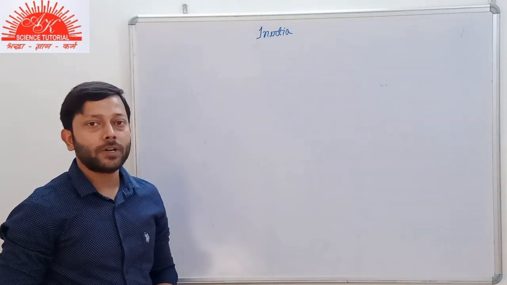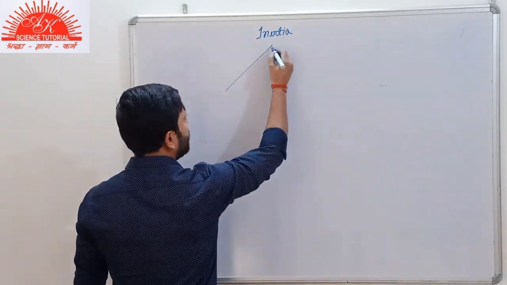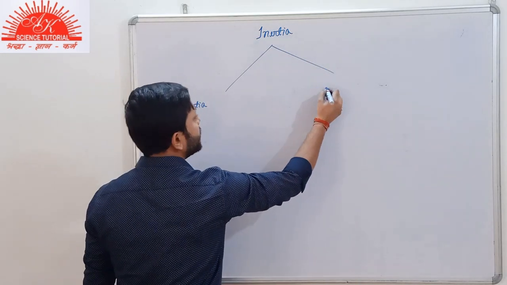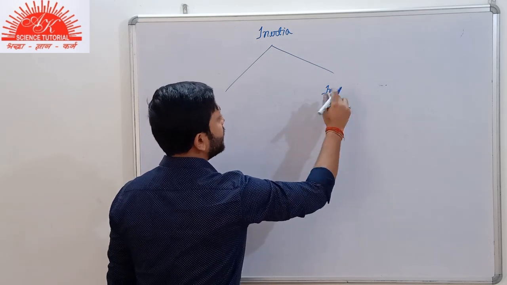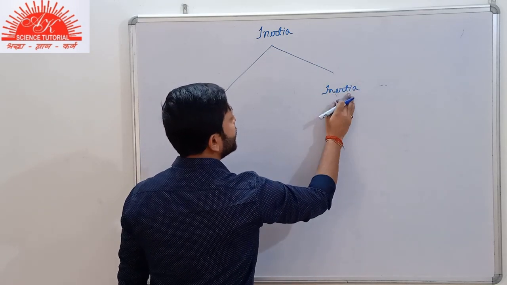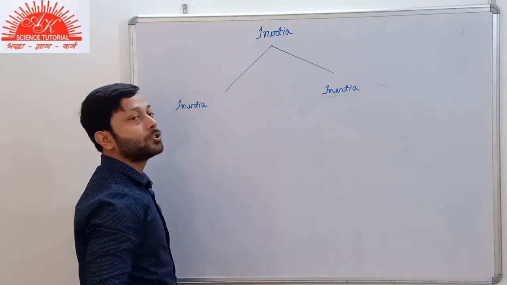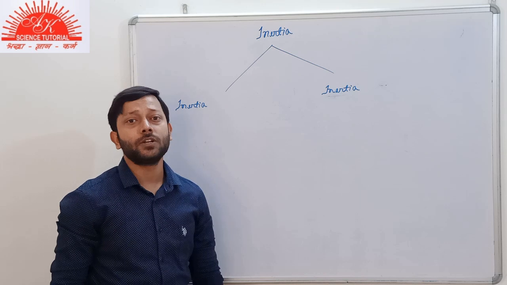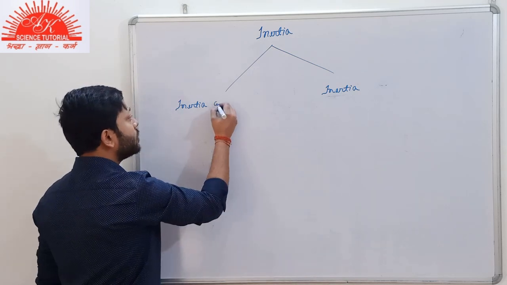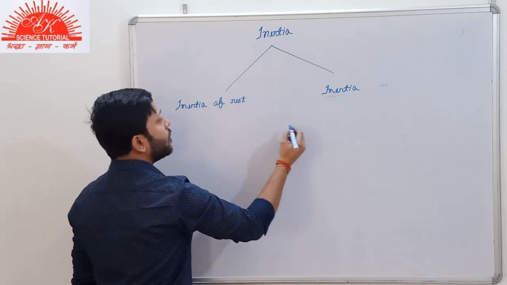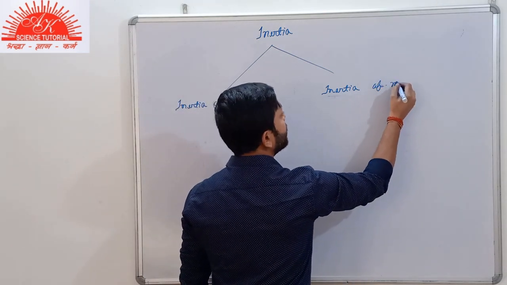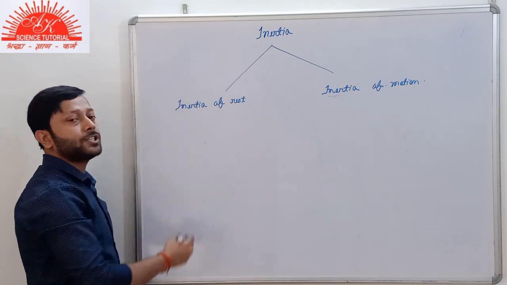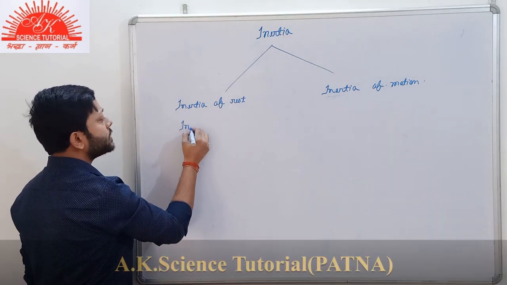Now, as I told you about inertia, according to the definition, it was the tendency of the body to maintain its state of rest or its state of motion. On the basis of that definition, we have two types of inertia: the inertia of rest and the inertia of motion. Firstly, we will be talking about the inertia of rest. What is inertia of rest?